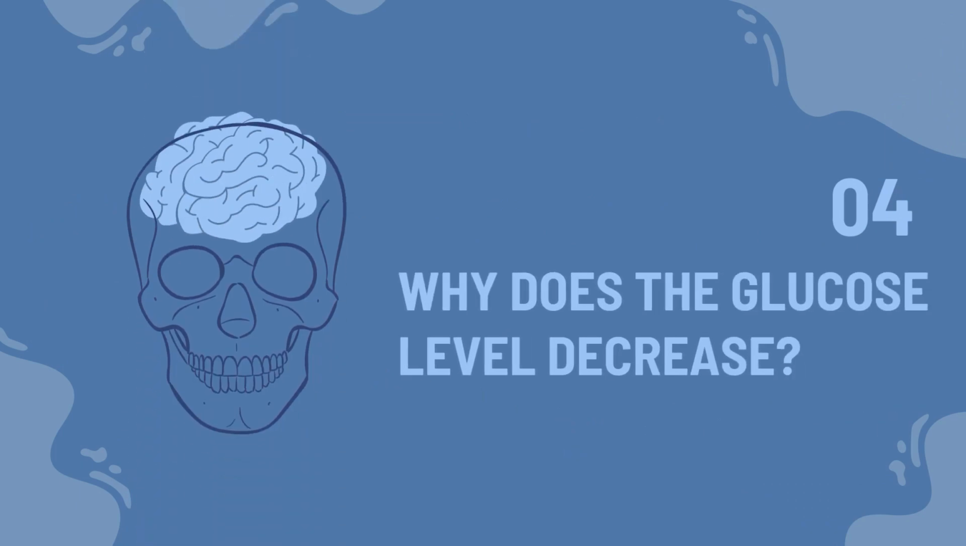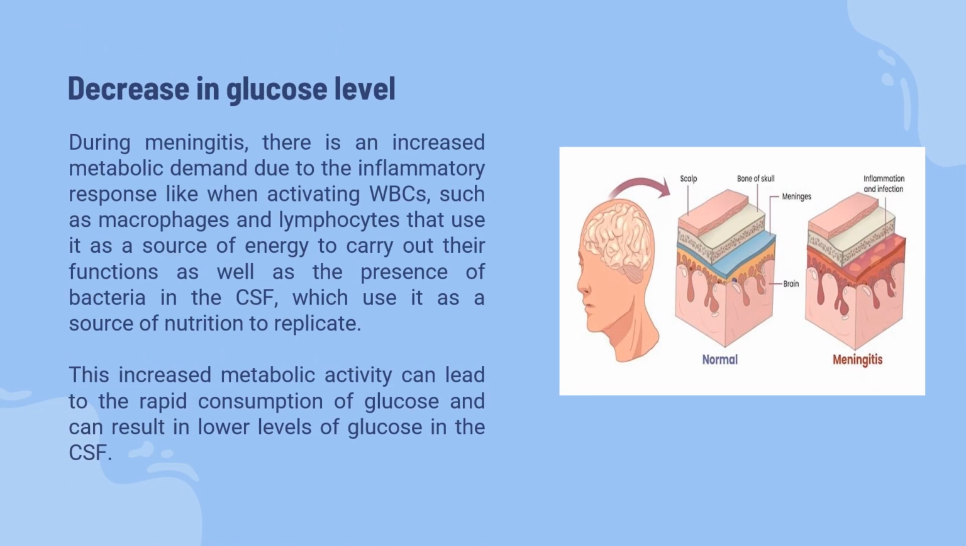Why does the glucose level decrease? During meningitis, there is an increased metabolic demand due to the inflammatory response, like when activating white blood cells such as macrophages and lymphocytes that use it as a source of energy to carry out their functions, as well as the presence of bacteria in the CSF, which use it as a source of nutrition to replicate. This increased metabolic activity can lead to rapid consumption of glucose and can result in lower levels of glucose in the CSF.